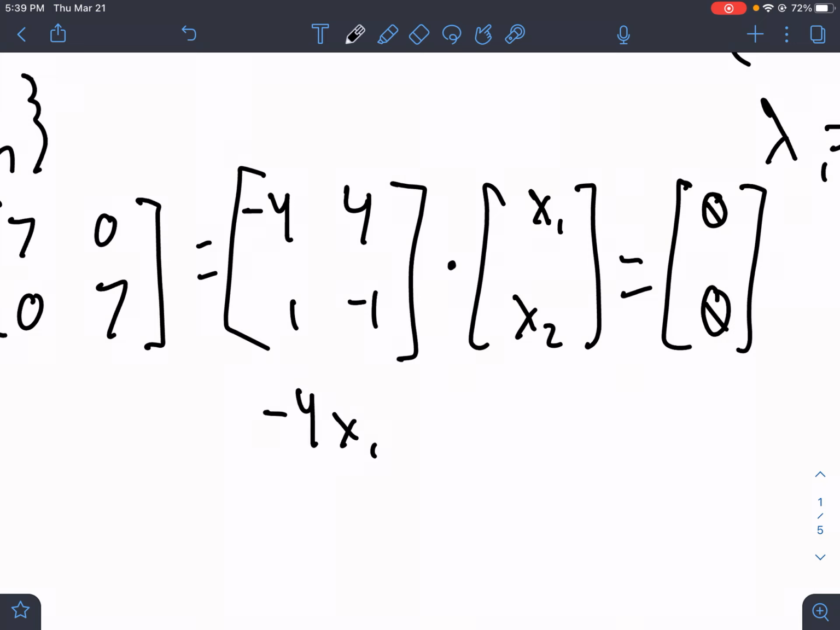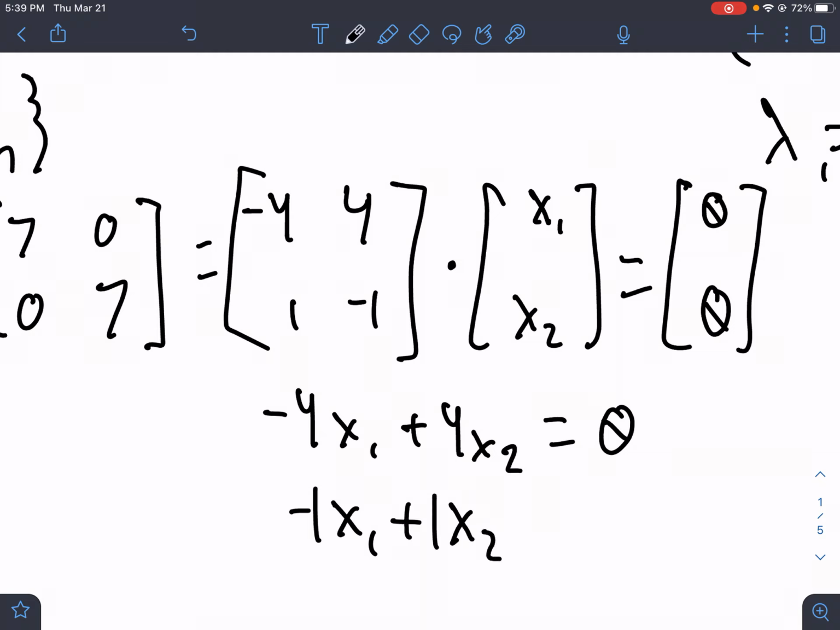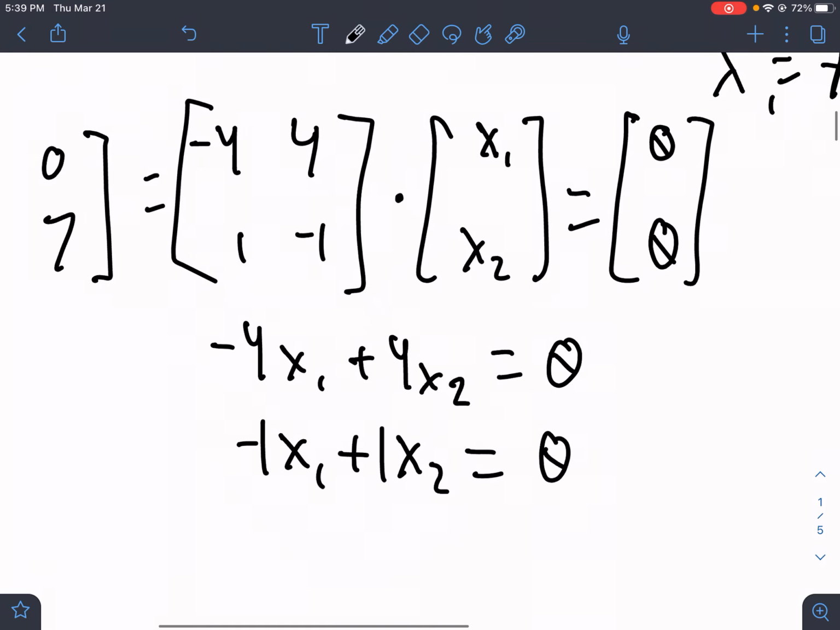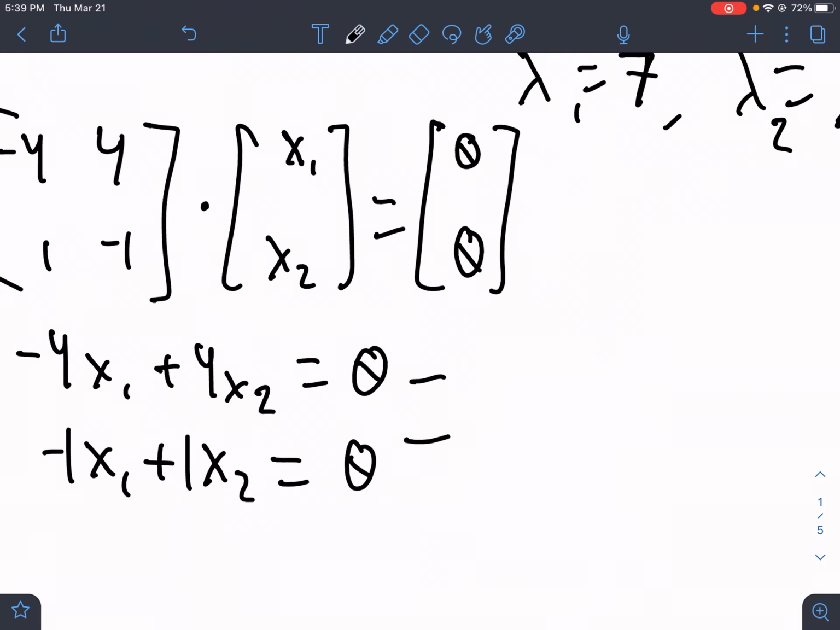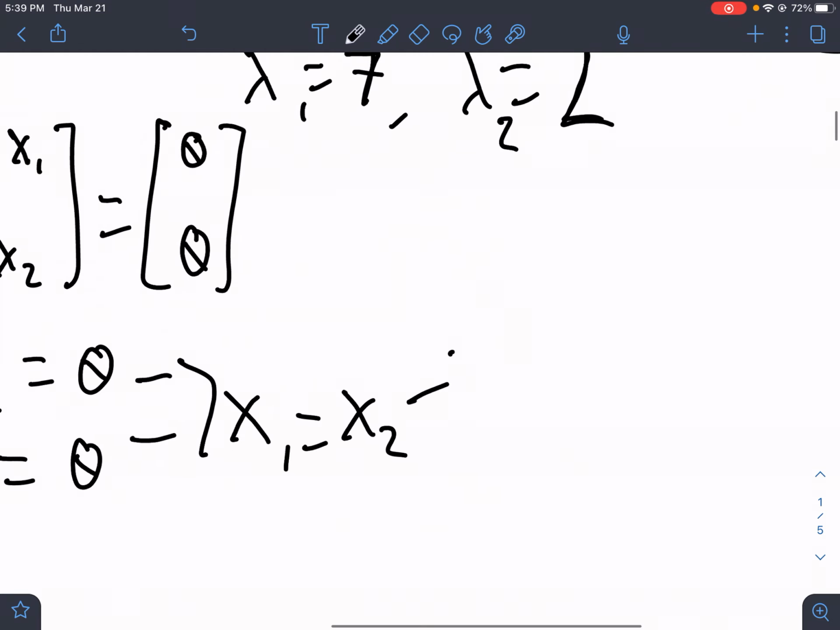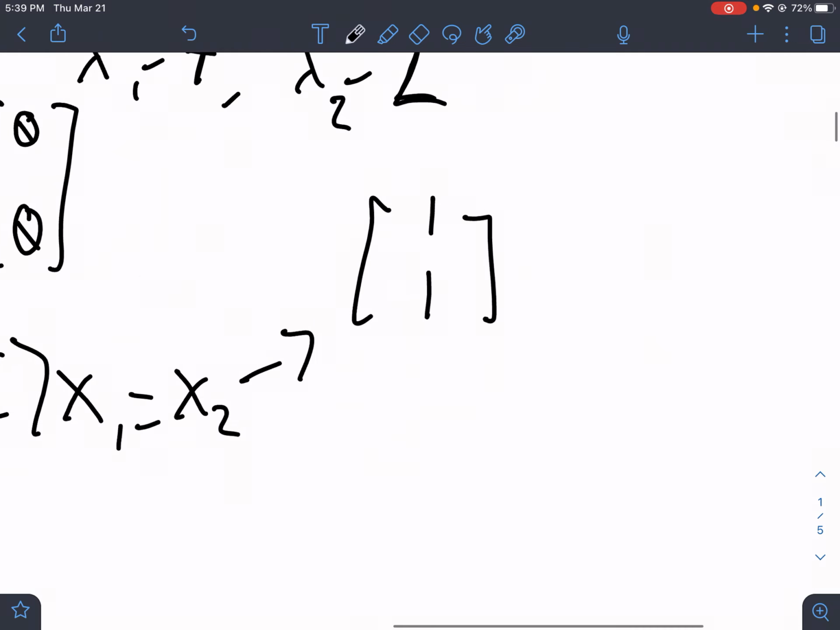So 4x1 plus 4x2 equals 0. We also know that negative 1x1 plus x2 equals 0. And if we solve the system of equations, I hope that you would get that x1 is equivalent to x2. So we can assign one of these values, x1 or x2, the arbitrary value of 1, and we fill out the rest of the eigenvector that way. So [1, 1] is an eigenvector of A.